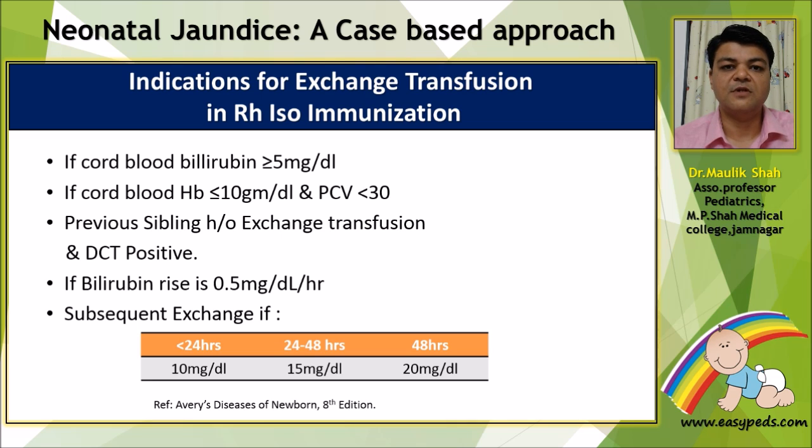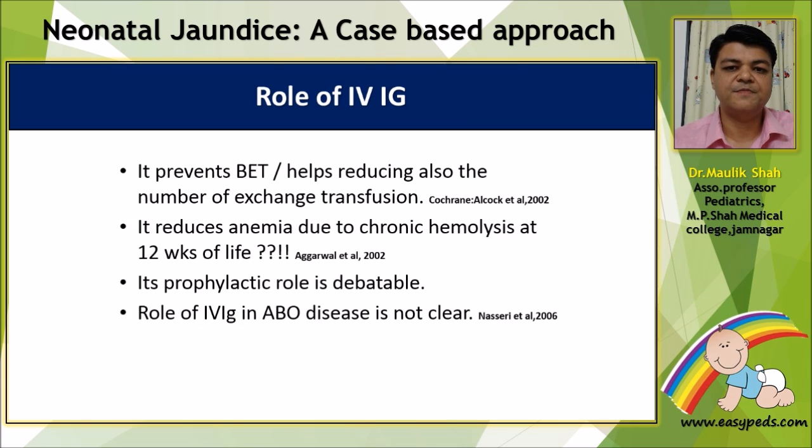Subsequent exchange transfusion will also be needed based upon the following findings. For example, less than 24 hours and bilirubin is 10 mg per deciliter and rising. 24 to 48 hours, 15 mg per deciliter. After 48 hours, the cutoff value will be more than 20 mg per deciliter. This has been adapted from Hemolytic Disease of Newborn.